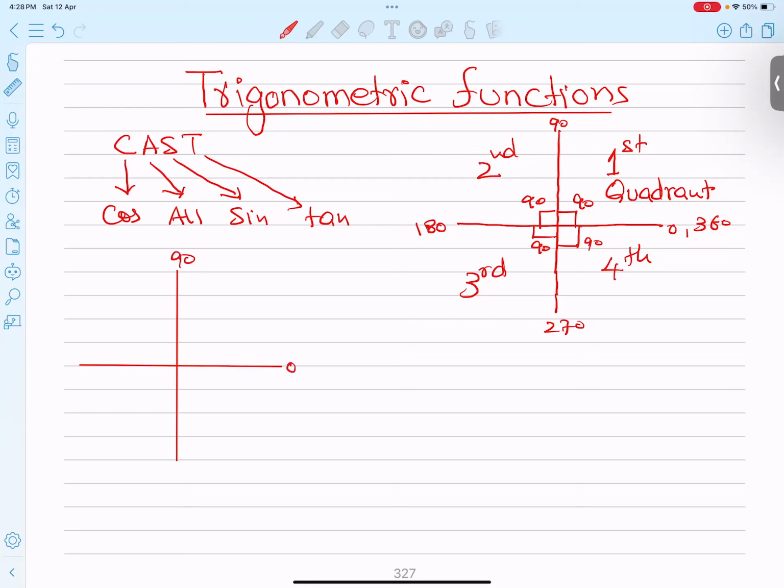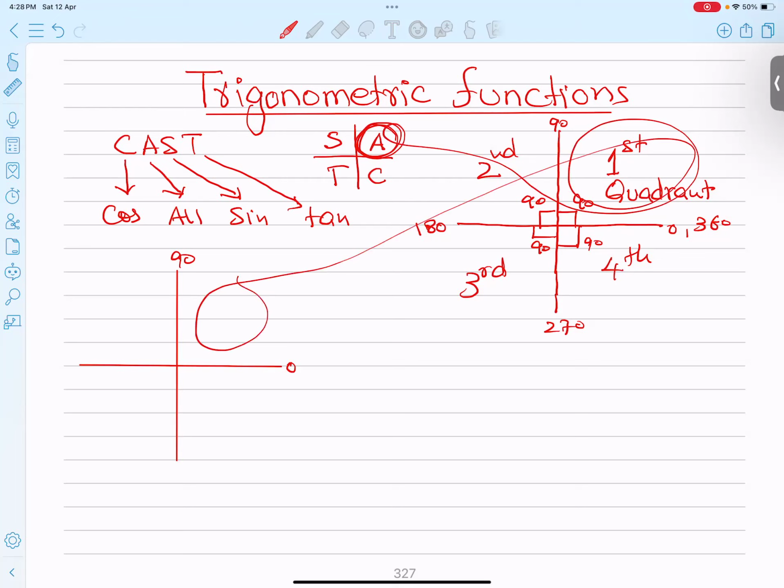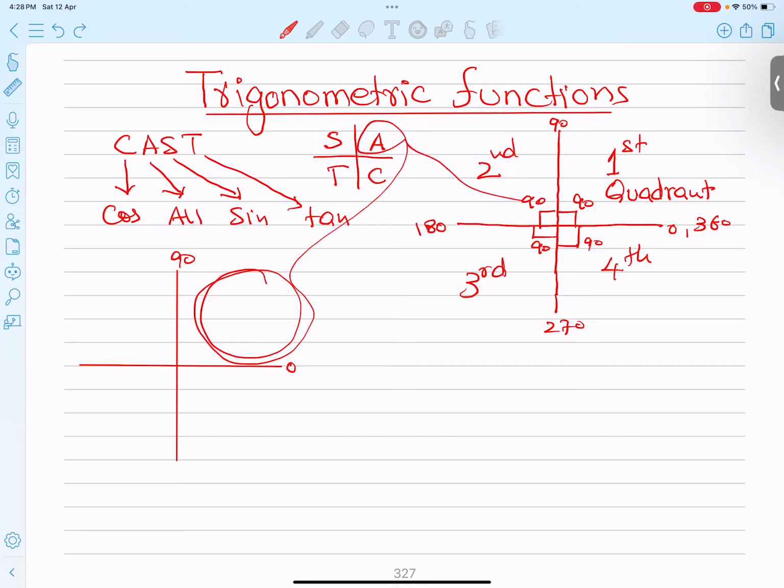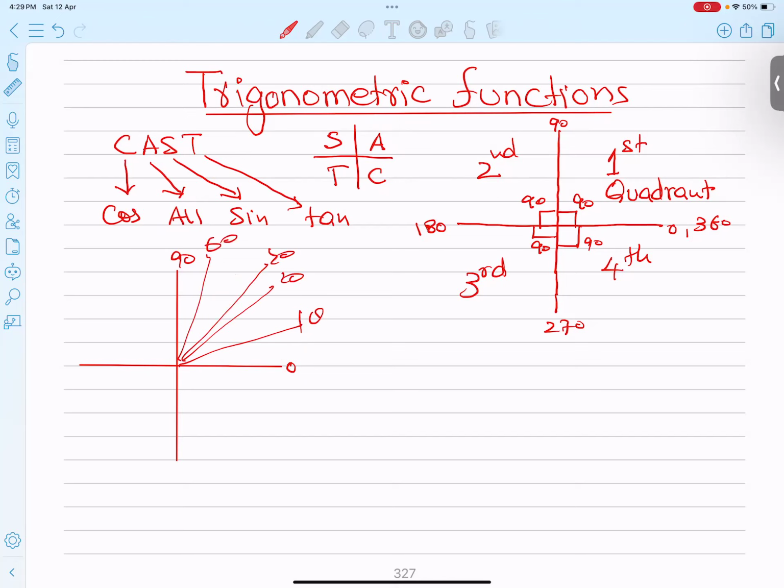0 to 90 is called the first quadrant. I will make the CAST like that: C in the fourth quadrant, A in the first, S here, T here. So A is in the first quadrant, and A stands for all. We have talked about how in the first quadrant all values are positive. Have a look. 0 to 90, take any angle you wish. I can take 10 degrees, 20, 40, 60, or 50 degrees, any angle you can take.